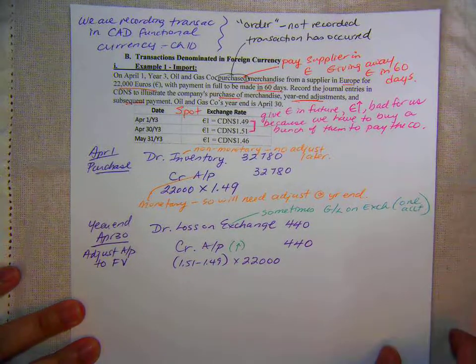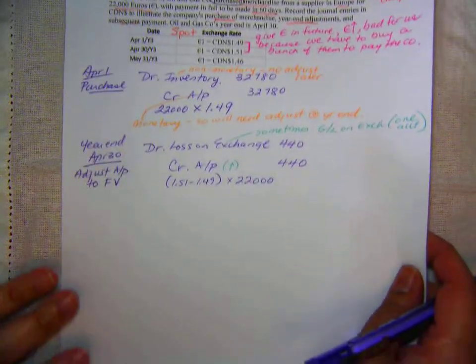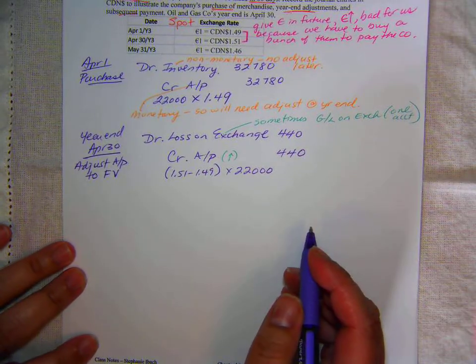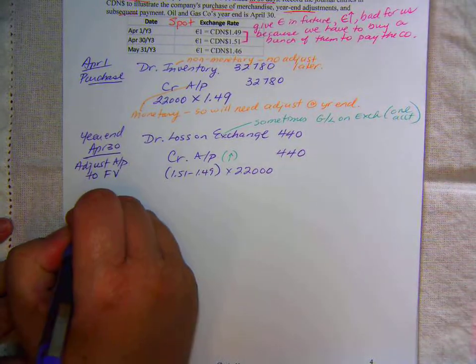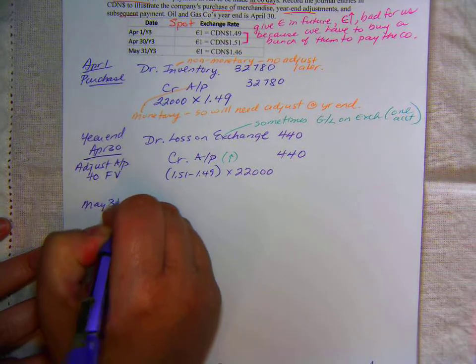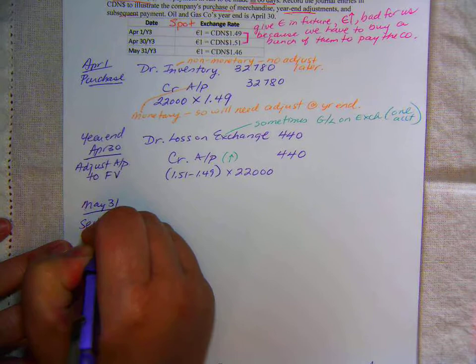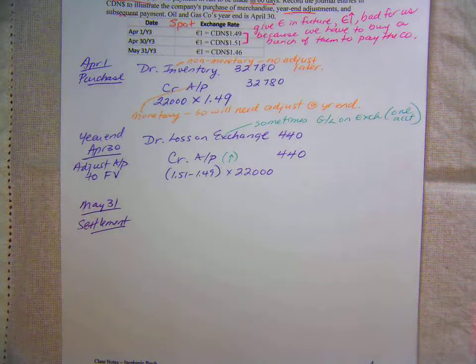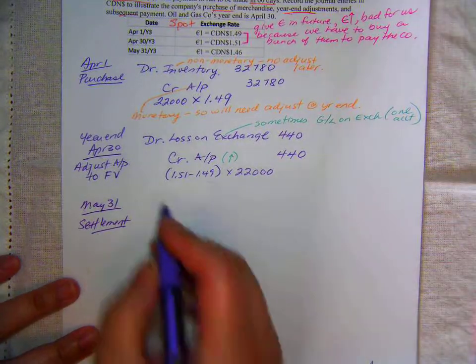Now the very next is going to be settlement. And settlement is on May 31st. You'll never have to count the days, you guys. It will always tell you what the date is. May 31st, settlement. Okay, I'm going to do it in 2 entries. You are welcome to do it in 1. I'll show you both, and then you should be good.